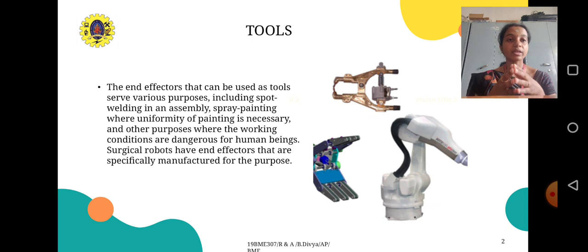Surgical robots have end effectors that are specifically manufactured for the purpose. As I told you already, laparoscopic surgery uses an end effector or a gripper which is used to grip the unwanted tissues in the body and to remove them. Likewise, according to the application, the grippers can be designed accordingly.